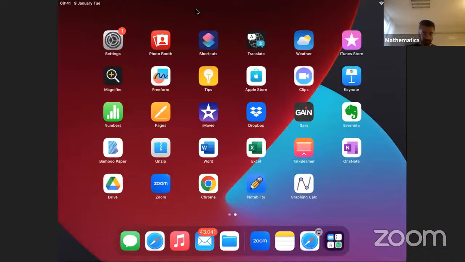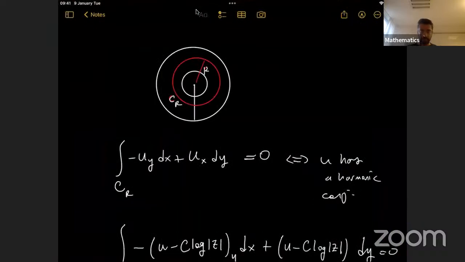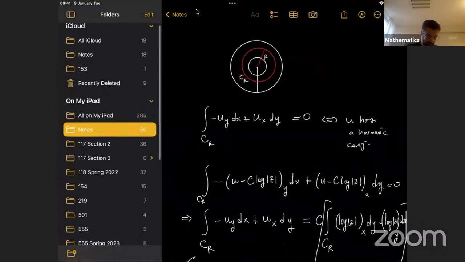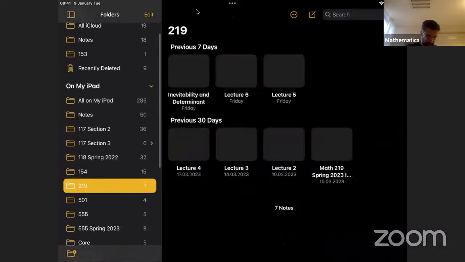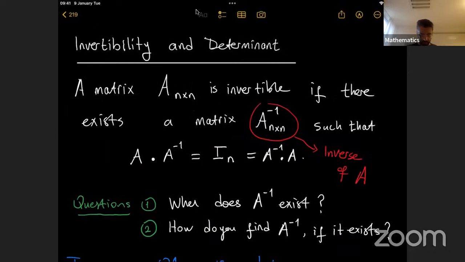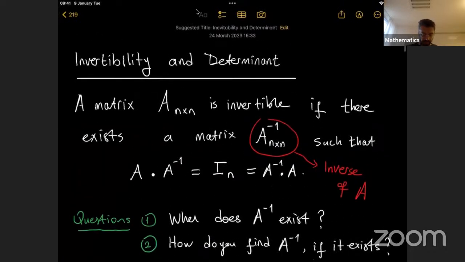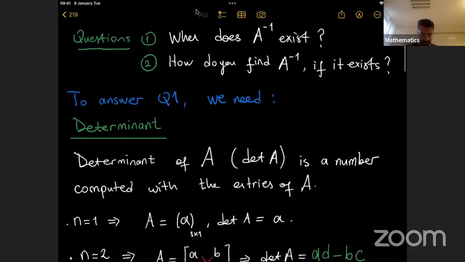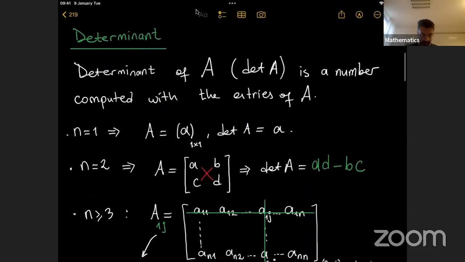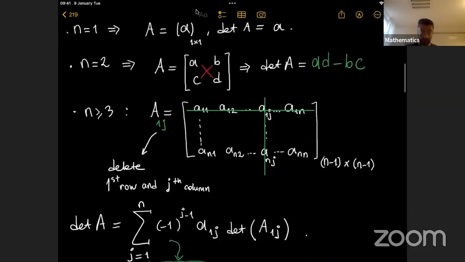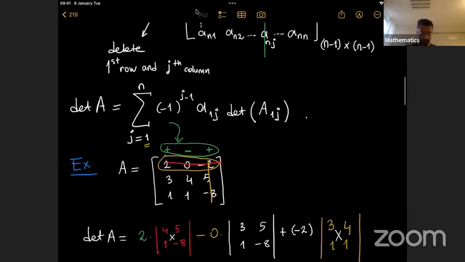Okay, let's see what we did last time. We were doing some linear algebra stuff last time. We talked about the determinant of a matrix, and if the determinant is non-zero, then the matrix has an inverse.